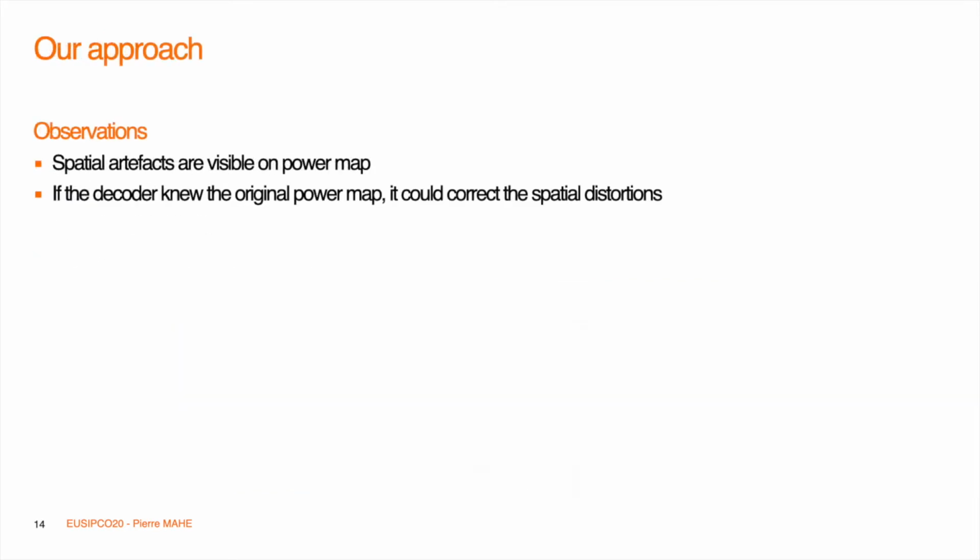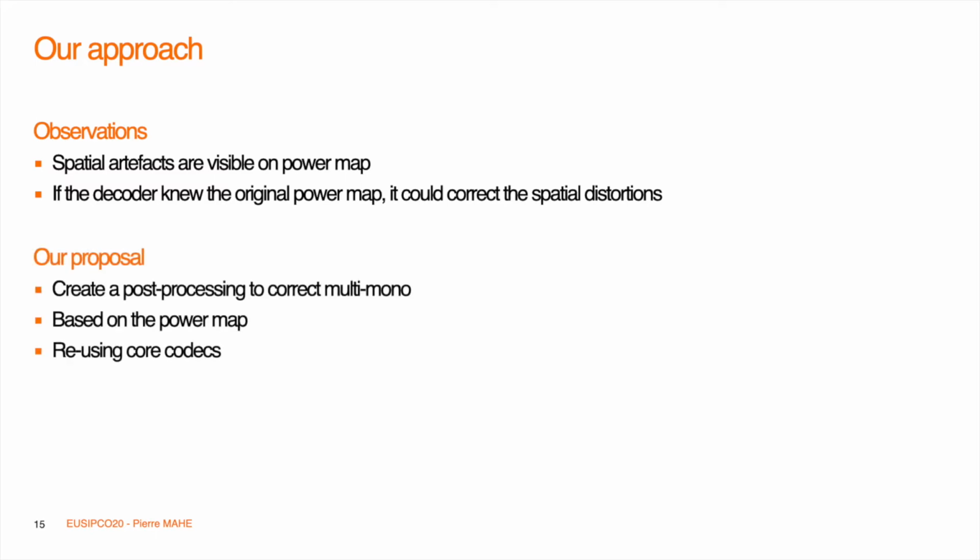Those observations gave us an idea. If the decoder knew the original power map, it could correct the spatial artifacts. From this idea, we propose a new post-processing method. Our approach is based on the computation of the power map for the original and coded signals. From those, a transformation or correction matrix is derived. This matrix increases or decreases the gain in some spatial directions to fit the original power map.